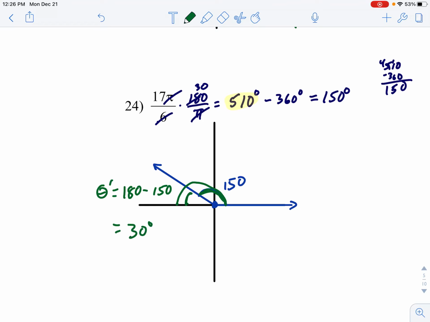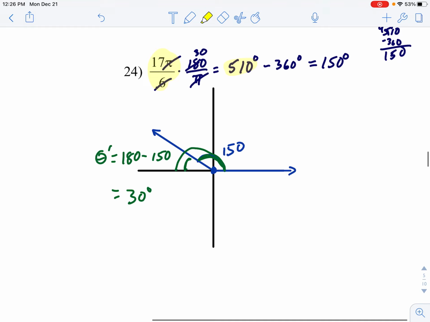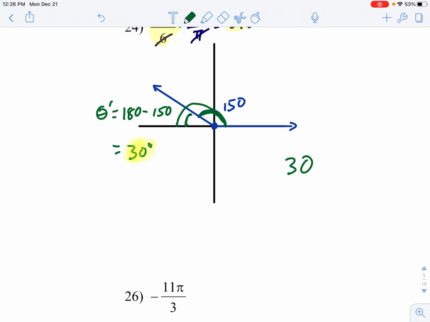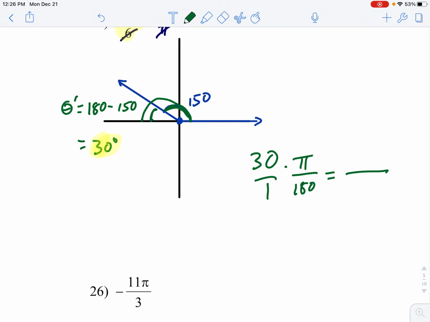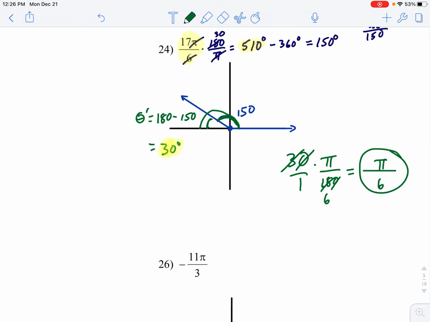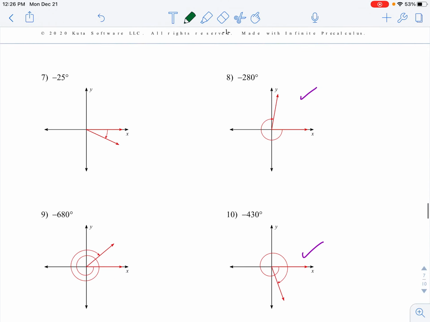But here's the issue. The problem was originally given in radians. You should give your answer in radians. My answer right here is in degrees. So I need to take this 30 degrees and multiply it by pi over 180 again. I could use a calculator for this, but I don't need to. The 10s cancel. 3 goes into 18 6 times. I end up with pi over 6. I bet the answer is pi over 6 for number 24.